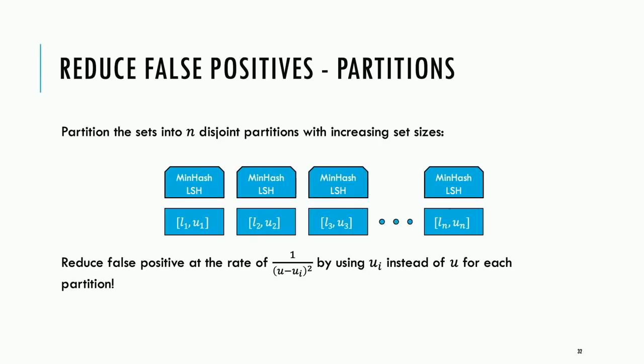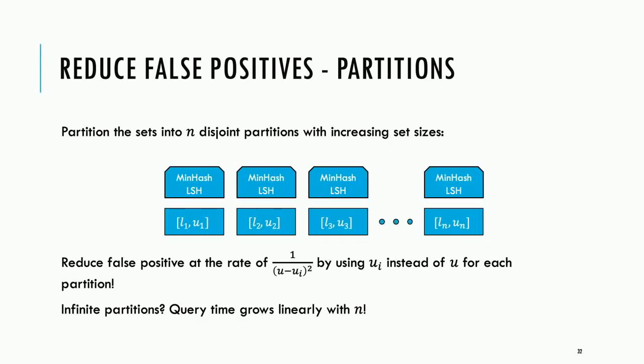So the benefit of doing the partitioning is that it reduces the false positive rate at almost an inverted quadratic of the differences in maximum set sizes. So now you may ask the question, if the partitioning is so powerful, can we simply create infinite number of partitions? The answer is, of course, it's not very viable, because the query cost will be growing linearly with the number of partitions.